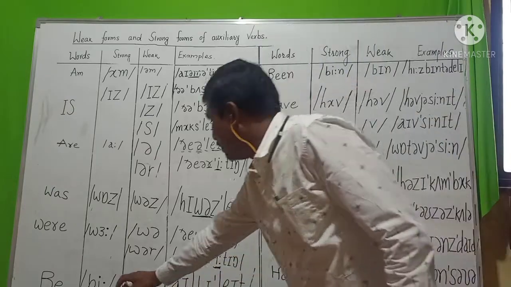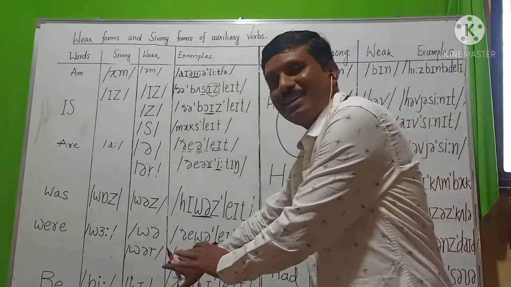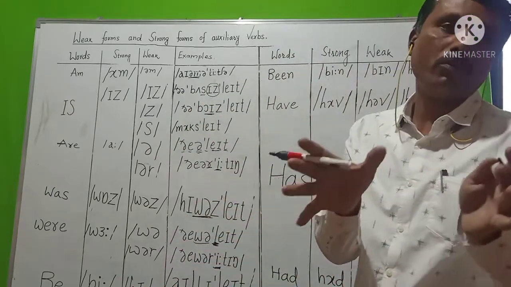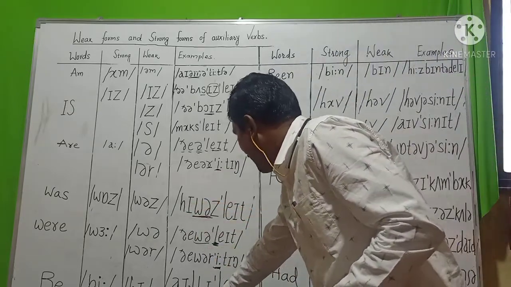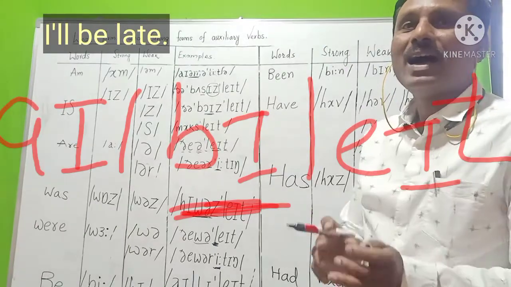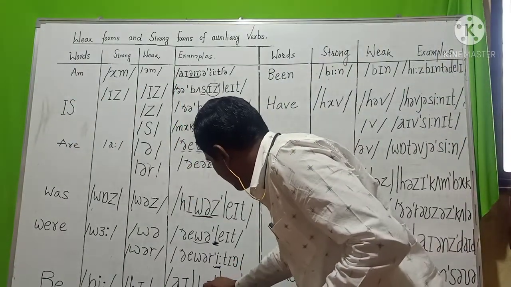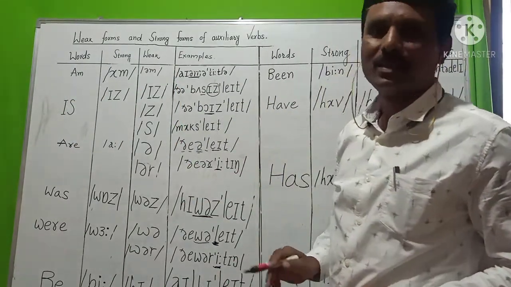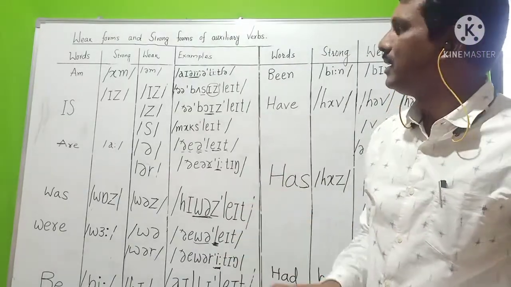These are the examples. Be, it's simple. Weak form is also be. I'll be late. That's simple, easy, right? You can understand it. I'll be late.